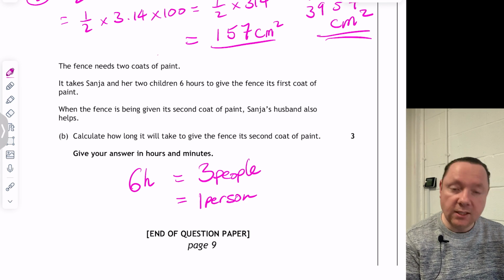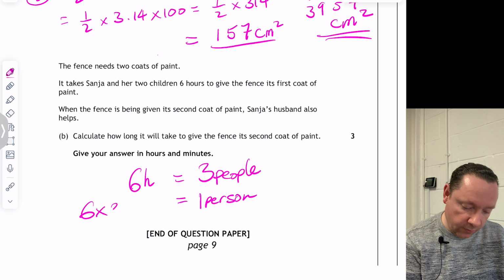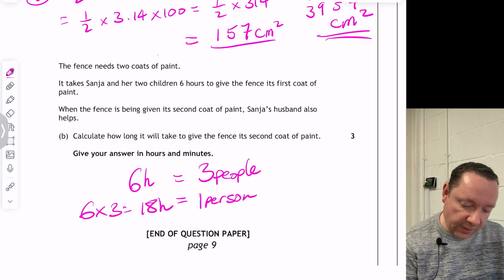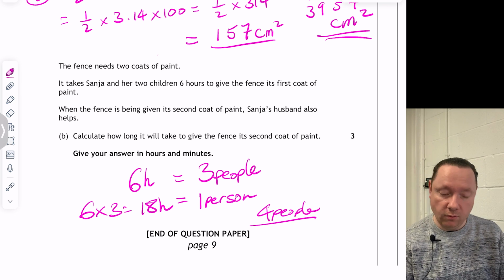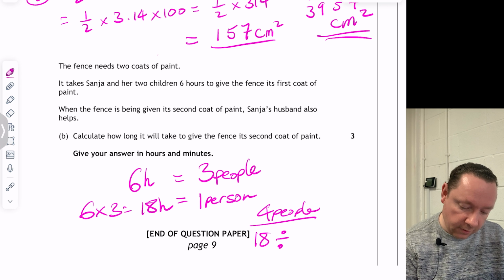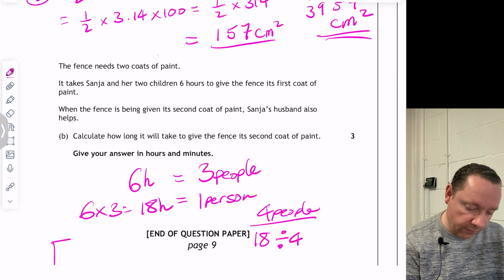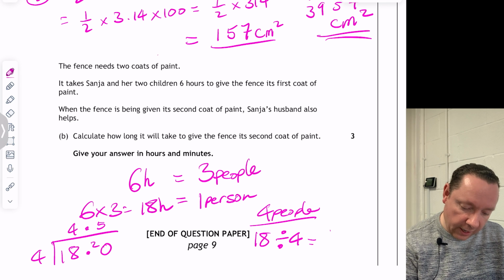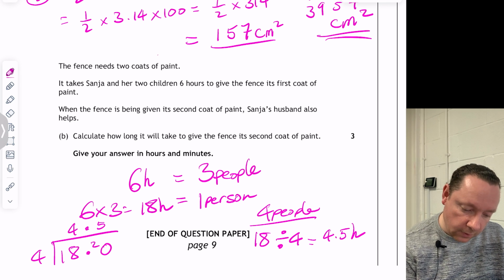usually you would divide by 3, but since work has been done, you times. So it's 6 times 3, which is 18 hours. So that means that we've now got 4 people, because we've got an extra person. So you divide now. 18 divided by 4. A little bit of a side here. 18 divided by 4. 4 fours is 16, 4 fives is 20. So 4.5 hours. And we're done there. Now, does it tell us to give it in hours and minutes? Yeah, 4.5 hours, 4 hours, half an hour is 30 minutes.